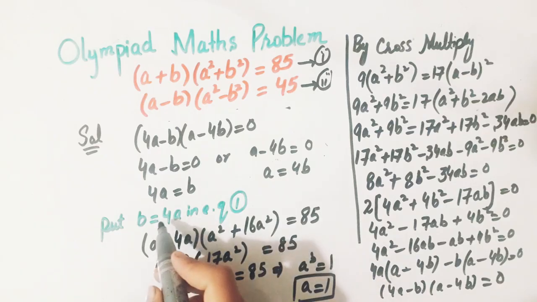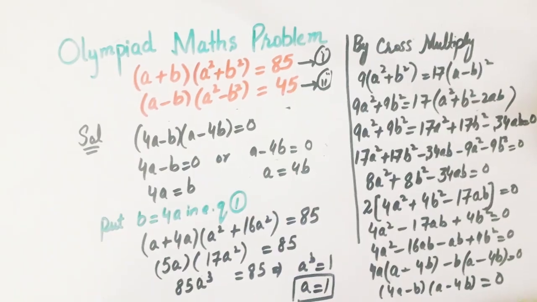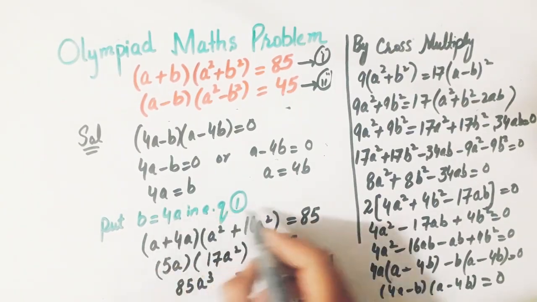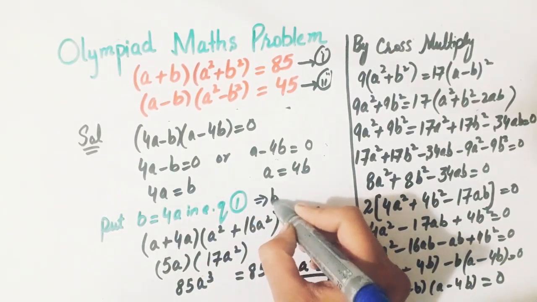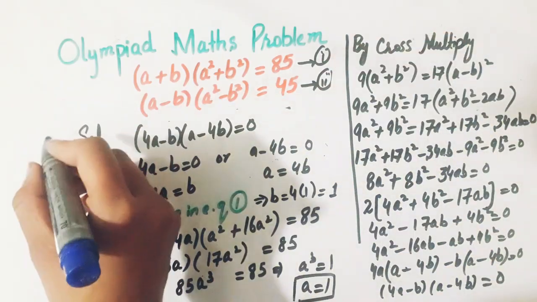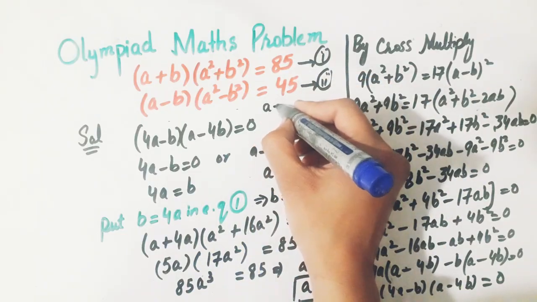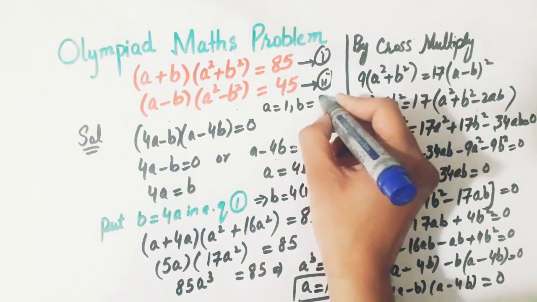So when a is 1, b will be 4. So this is the first pair of a and b that we get. So from this, when a is 1, b equals 4 times 1, which is 4. So we write the answer here: a equals 1, then b equals 4.